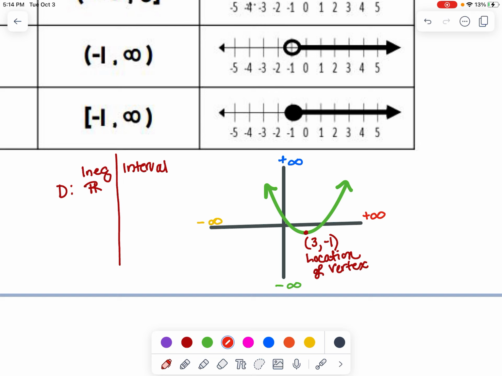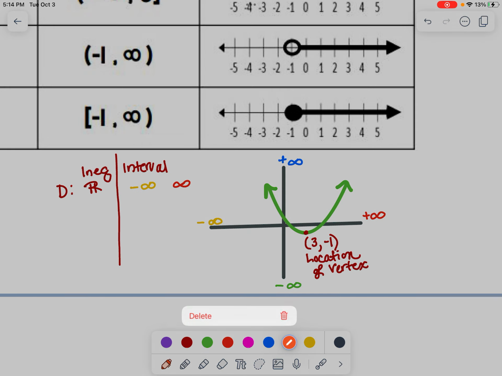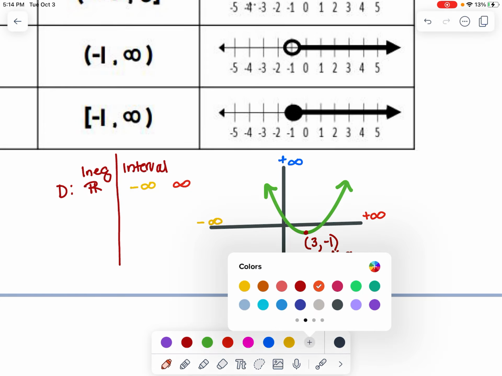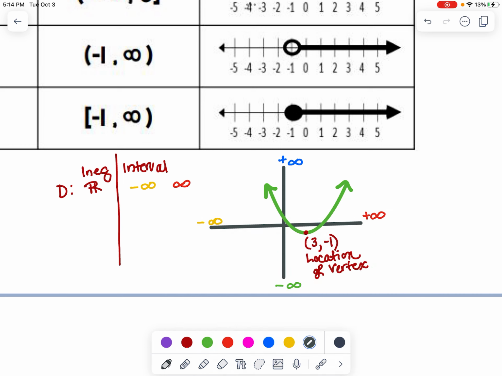Okay, so domain is left and right. So it's going left forever, and then it's going to go right forever. So positive infinity, I don't need any kind of parentheses or anything like that. Sorry, let me delete that and get a better, normal color. So we put our comma, and then infinity signs always get parentheses.